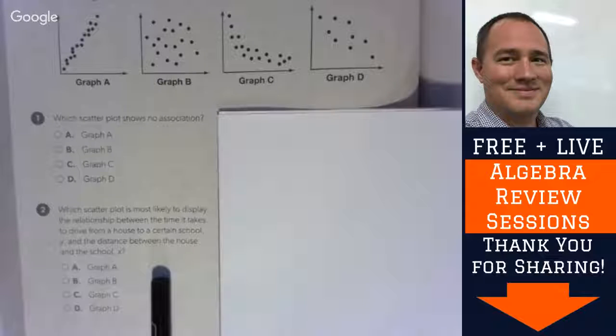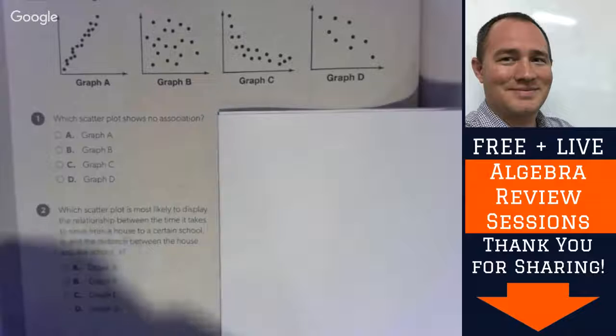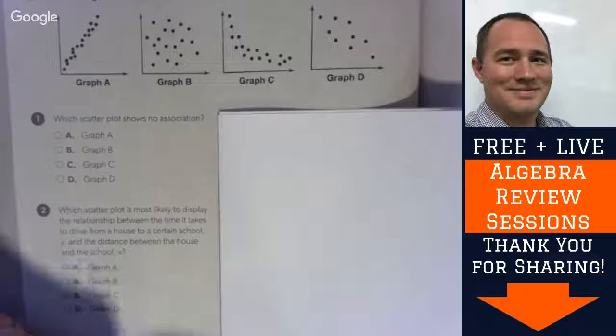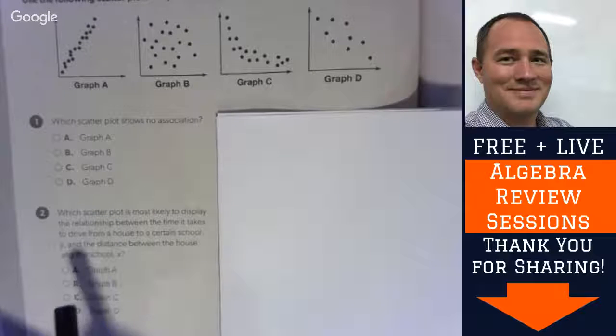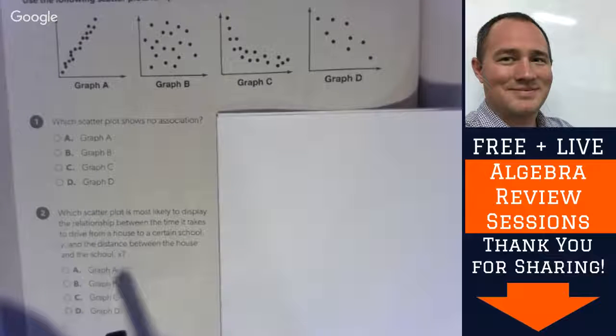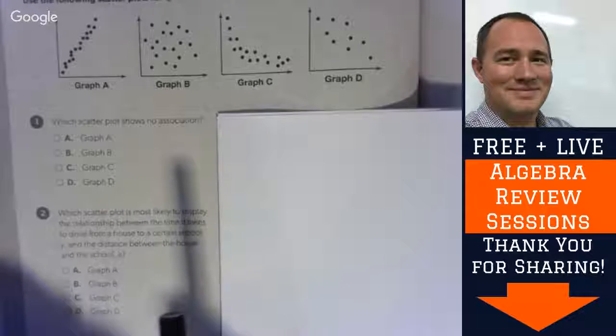Okay, so it would make sense that if you have a bigger distance from school, it's going to take longer. If you lived across the street from the school, a short distance, then there would be almost no time to get to school, right?